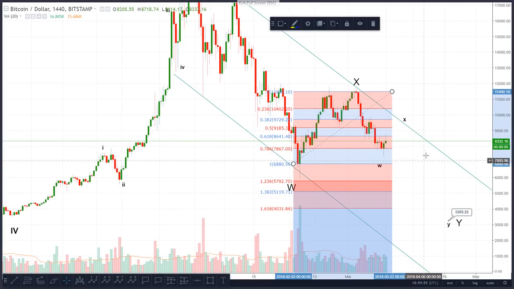I thought that was quite interesting, the fact that it retraced to this 0.786 level, and that's why it found a bit of support at this level. There was quite a dramatic impulsive move up, however that doesn't mean much, to be honest. We often see these retracements.